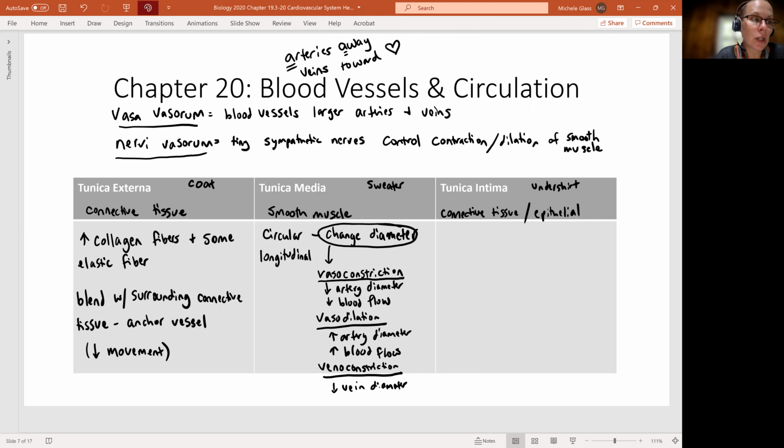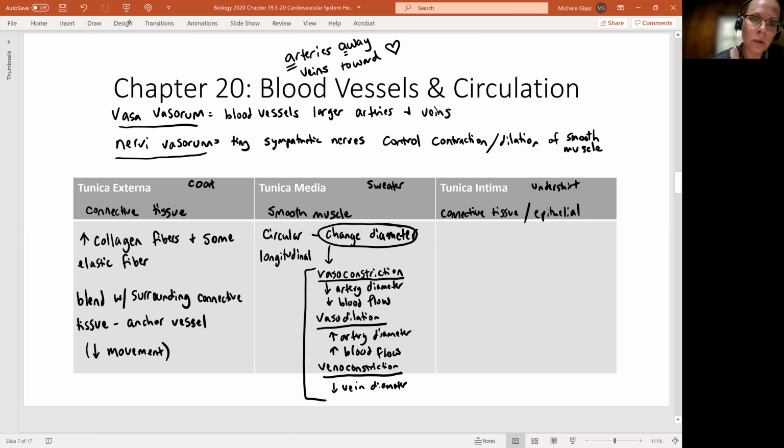We'll see too that we're going to get local controls involved in all of this movement here. So we're going to have local control. We're going to see endocrine control. And we've really talked about how it's the sympathetic nervous system primarily that's going to be involved in controlling the smooth muscle of the vessels.